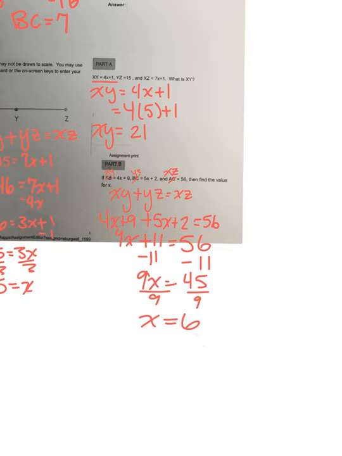45 divided by 9 is 5. Yes, it is. Yeah, 45 divided by 9 is 5. Sorry. 9 times 5 equals 10, 36, 45. Yep. Okay. All right, go ahead and move on.